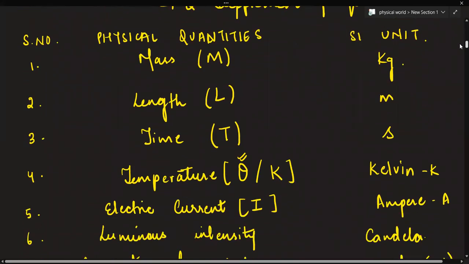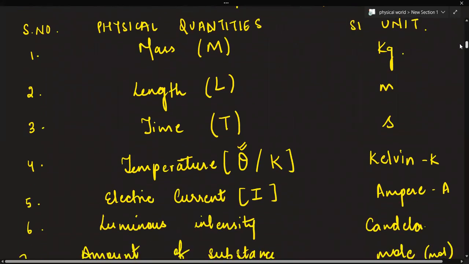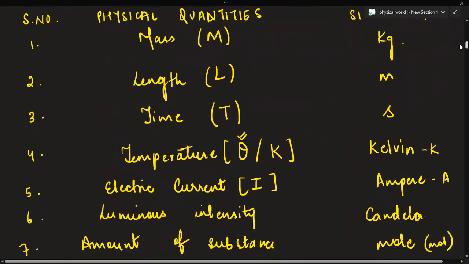So we had seen all those 7 fundamental quantities. First one is your mass. Mass is represented by this letter M, and we'll be using these 3 at least in today's class: mass, length, and time. So SI unit of mass is what? This is kg. SI unit of length is meter. SI unit of time is seconds.